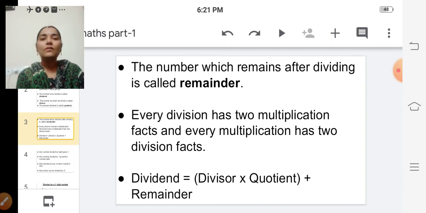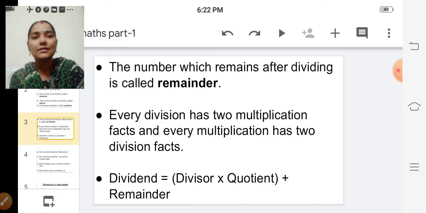See the next one. Dividend equal to divisor into quotient plus remainder. We are going to use this statement to check the answer in division. Please remember this. Is it clear, children? Yes.